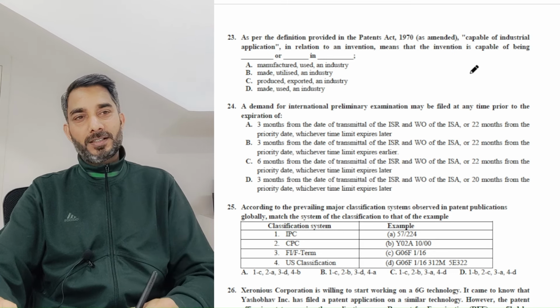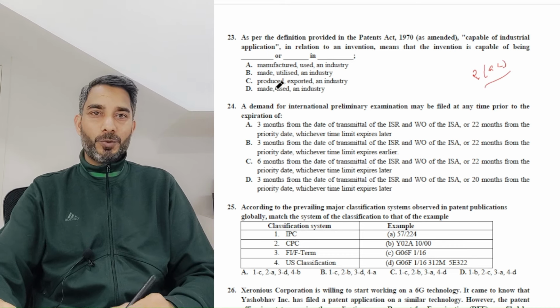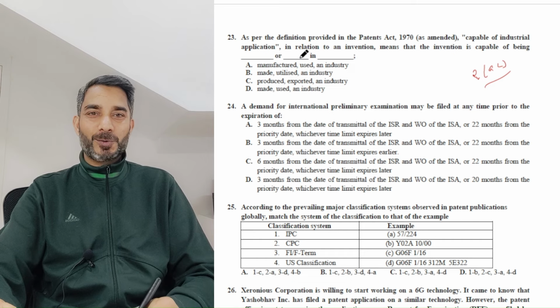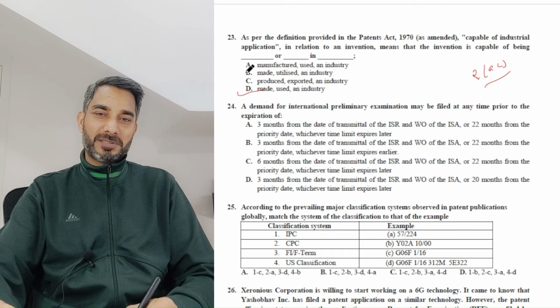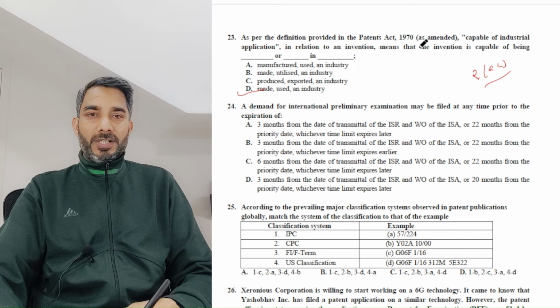2(1)(ac) is the definition. It should be able to be made or used in the industry. Manufactured, used, made, utilized, product. So made and used are the terms. Interesting question. Let's move to the next question.